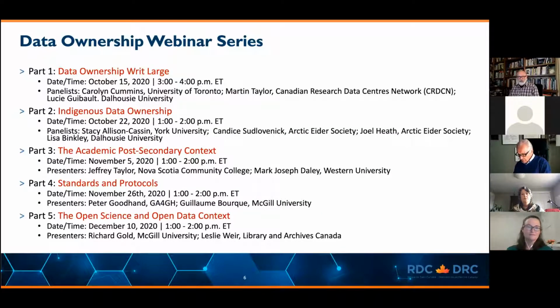Before I introduce our three panelists, and I'll show this slide again at the end, these are the five parts for our series. Today's is data ownership writ large. The second one is Indigenous data ownership. Our third is the academic post-secondary context; we'll have colleagues from both the university and college sector. The fourth covers standards and protocols that dive into a little more detail of how you reflect data ownership and provenance. And the final one is a conversation about open science and open data in the broader context, given the four that have come before.